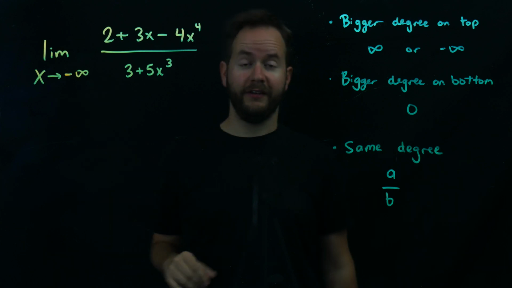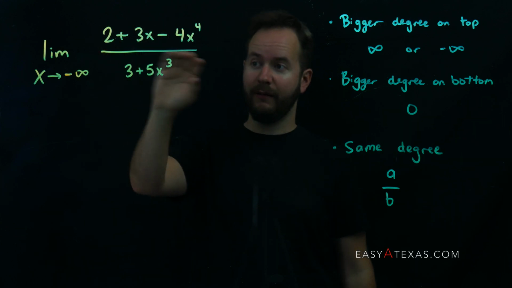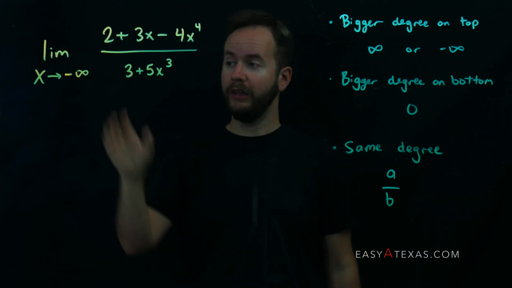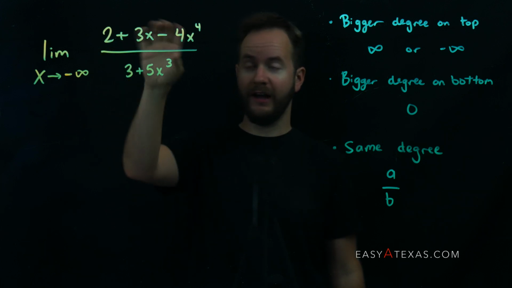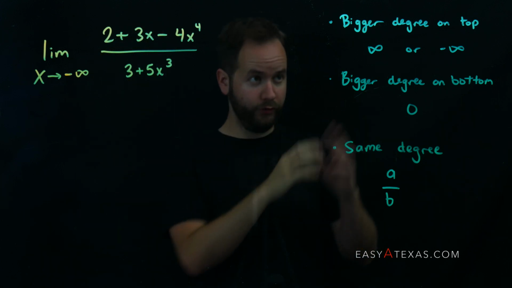Here we're facing the limit as x goes to negative infinity of a polynomial divided by a polynomial. Now there are rules for how to handle the limit as x goes to infinity or negative infinity of a polynomial divided by a polynomial. And those rules are off here to the right.